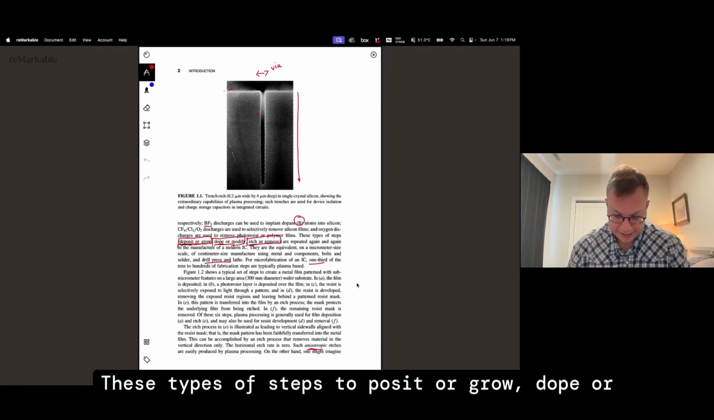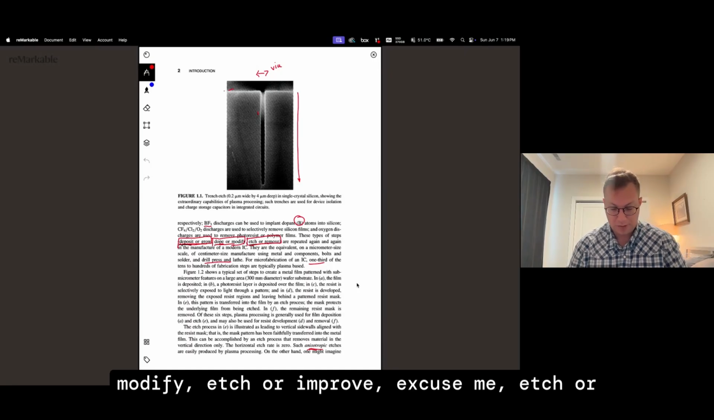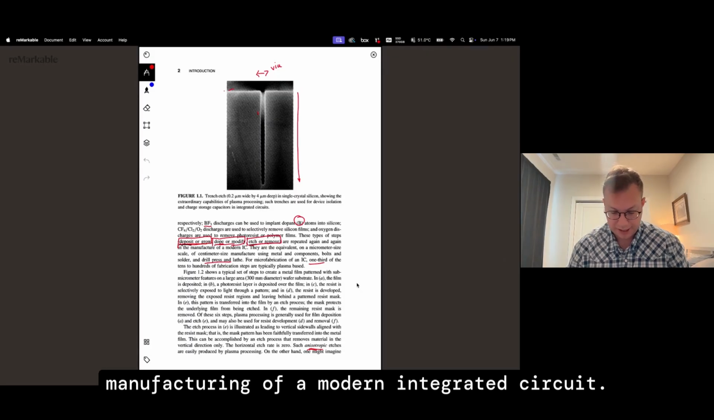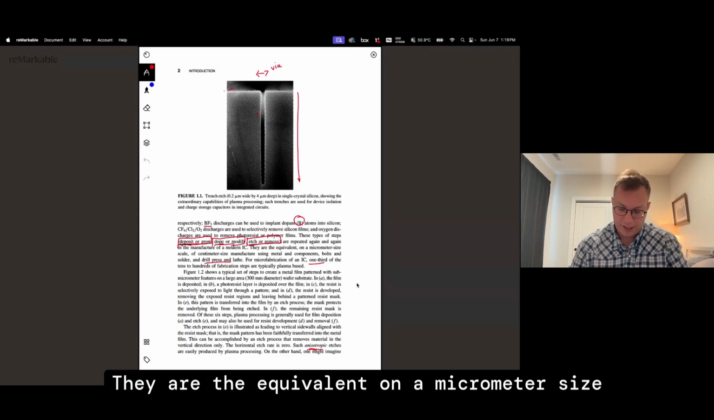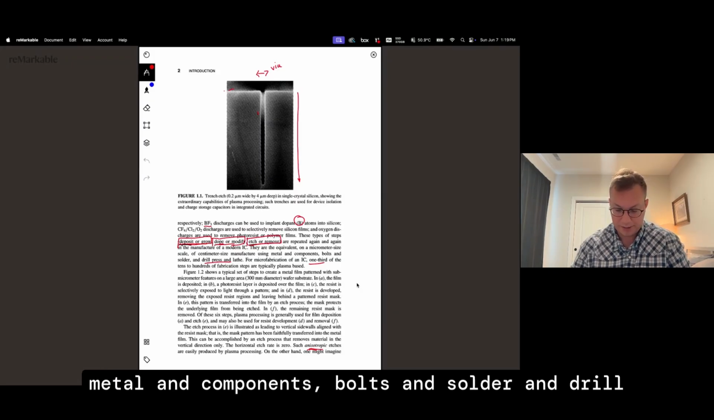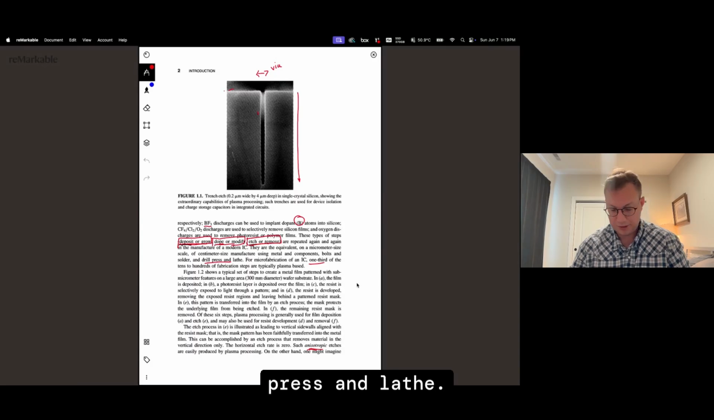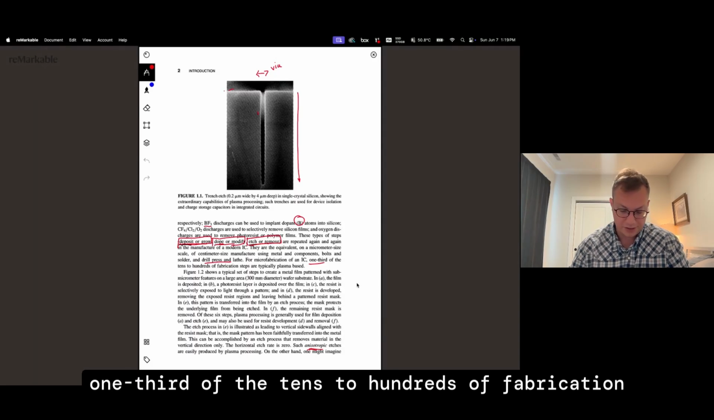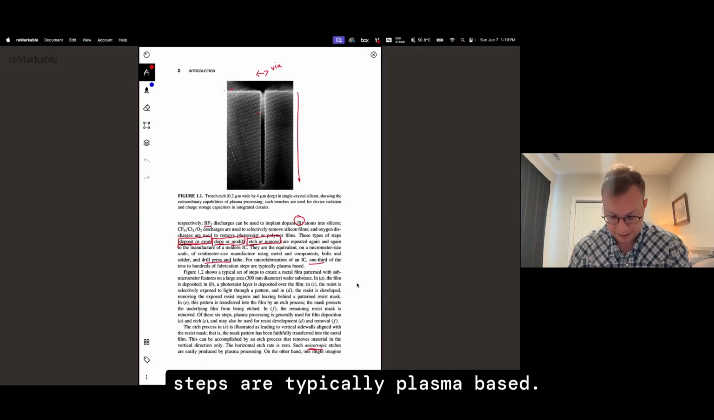These types of steps, deposit or grow, dope or modify, etch or remove, are repeated again and again in the manufacturing of a modern integrated circuit. They are the equivalent, on a micrometer size scale, of centimeter size manufacturing using metal and components, bolts and solder, and drill press and lathe. For microfabrication of an integrated circuit, one-third of the tens to hundreds of fabrication steps are typically plasma based.